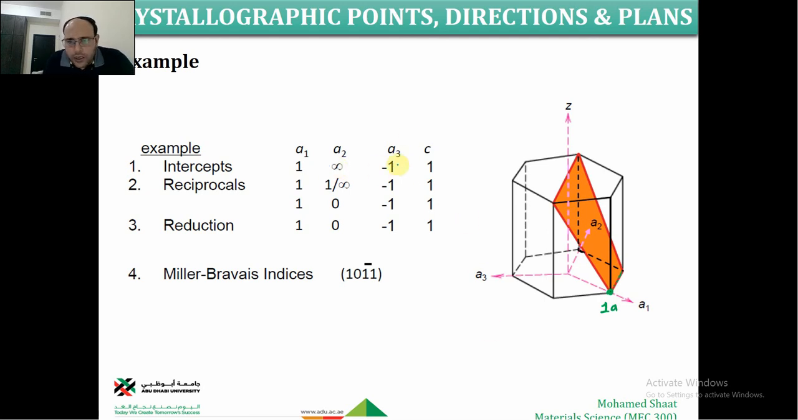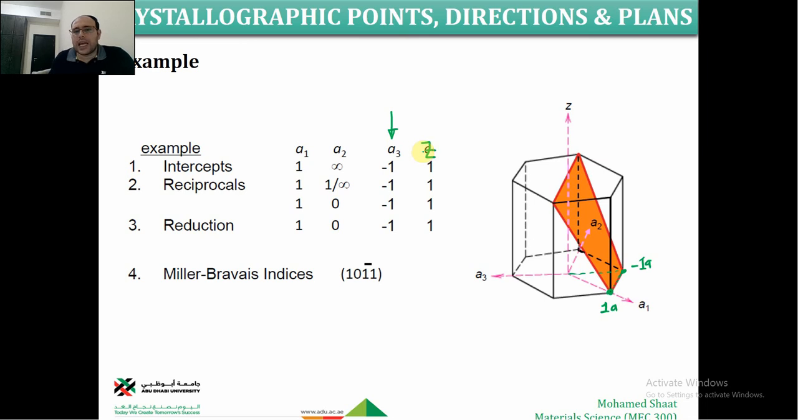How about A3? Don't bother yourself by investigating the intercept with the A3. But if you are interested, this plane will intersect with the A3 axis at this point. If you extend the A3 in the negative direction, it will intersect with the plane at this point. This point will be negative 1a. So that's why it is negative 1, the intercept with A3. But as I mentioned, don't bother yourself with the A3. You can skip this row, or this column, and directly move to the C.